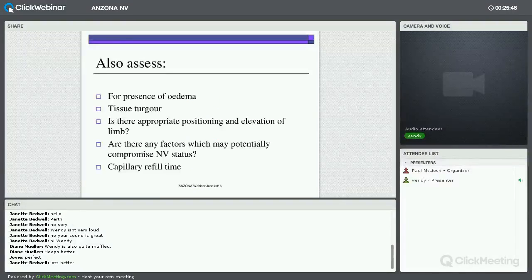There are quite a few other things that we can also assess, particularly in patients that have had a nerve block done, or unconscious patients who are unable to cooperate with the movement and sensation reporting back to us. We can look for the presence of edema, the tissue turgor around the limb, and whether there's appropriate positioning and elevation of the limb, because we're always thinking of prevention. We want to know if there are any factors which may potentially compromise neurovascular status, so that we have a high level of suspicion and can keep an eye on them, and also the capillary refill time.